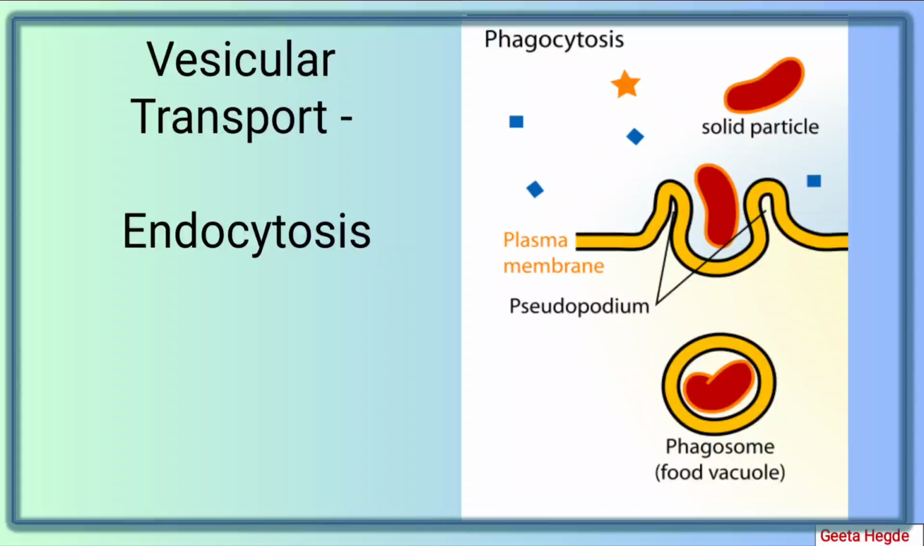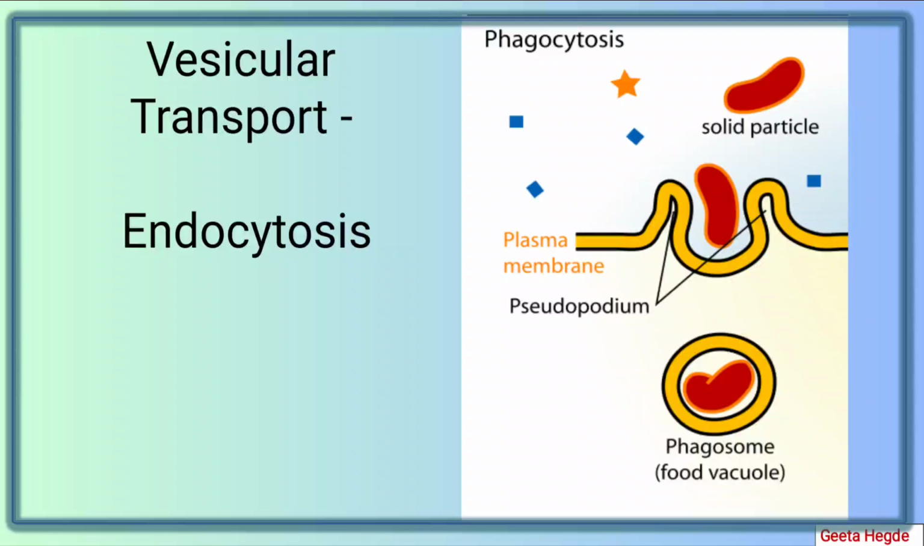I'll repeat again. Vesicular transport or bulk transport involves movement of large particles or liquids or macromolecules in vesicles. What are vesicles? Vesicles are membrane bound sacs. This process requires energy, that is why it is a type of active transport. And why is energy required? ATP is required for rearrangement of the cell membrane.